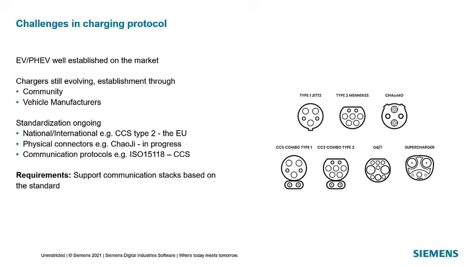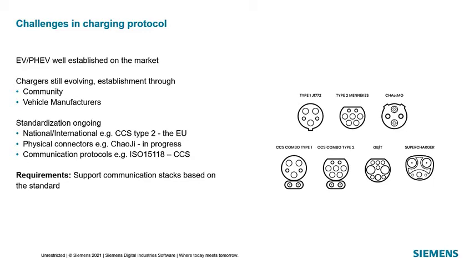Challenges in charging protocol. EV and PHEV are well established on the market. Chargers and charging technology are still evolving. On the right, you could see different vehicle plugs or chargers available now. Type 1, J1772, also known as J-plug, and Type 2, also known as Mennekes. These two are mainly used in North America and the EU.